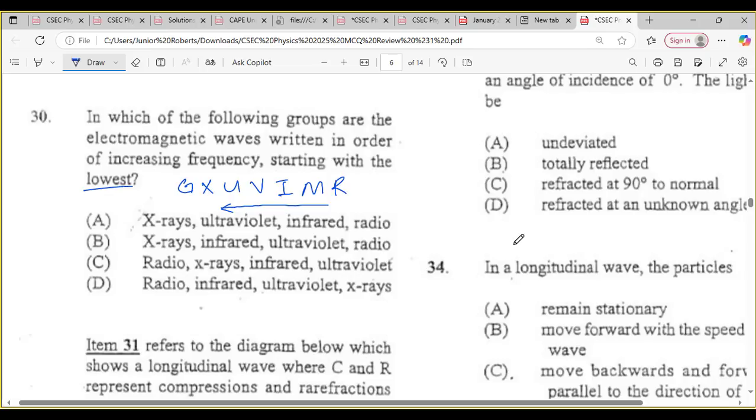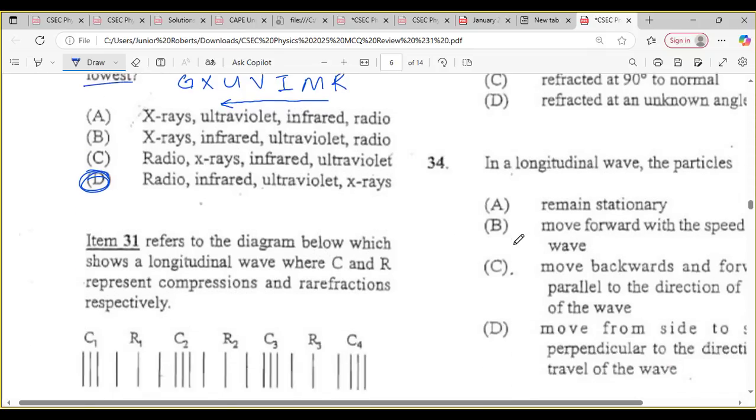Now, based on our list right here, we see that X-rays would have the greatest frequency. So then now we can just narrow down to D, right? So we have the radio waves, then the infrared, then ultraviolet, then X-rays. So 30 would be D. So let's see if we can go a little faster.